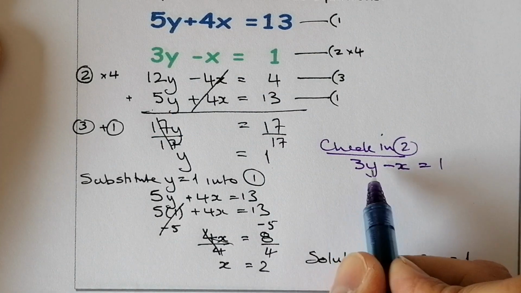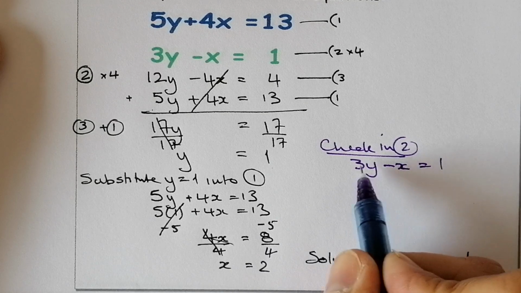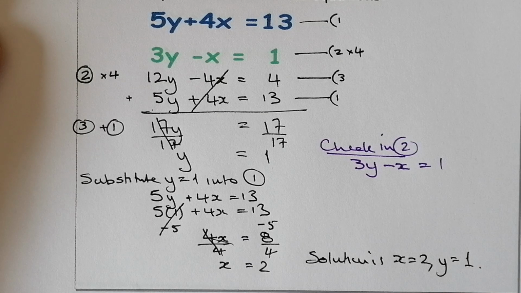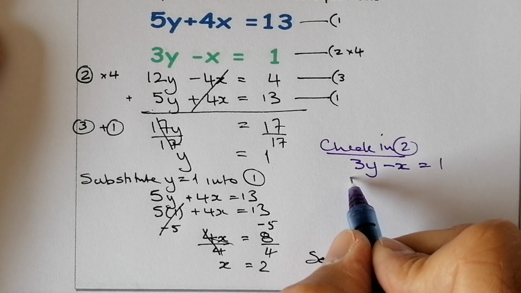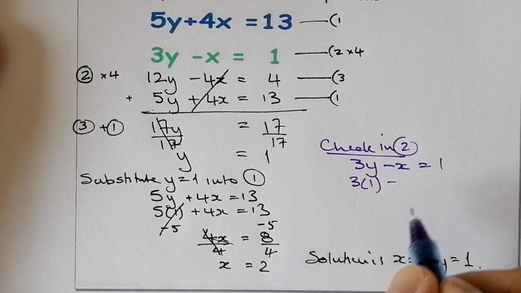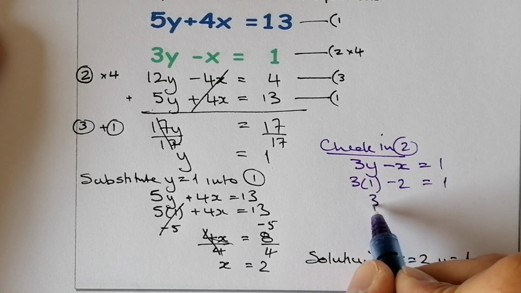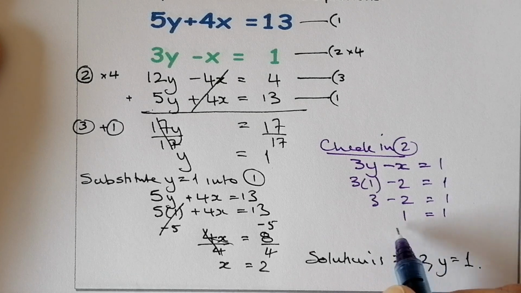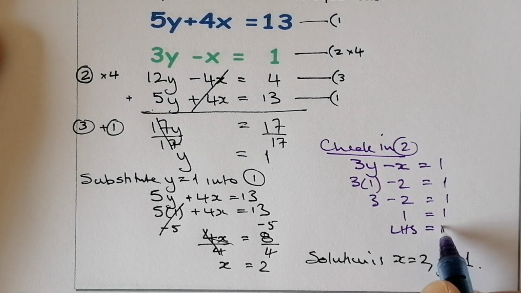So if I substitute the y value in there, the x value in there, I hope the left hand side equals 1. And if it does, I've got the question right, okay? So 3 times 1 take away 2, hopefully that's equal to 1, and it's looking like it is. So 3 take away 2 is 1. Yeah, left-hand side equals right-hand side.